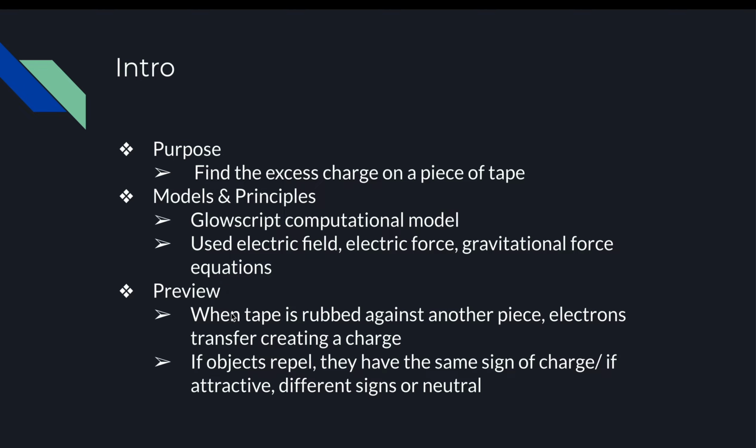So a brief preview. When the tape is rubbed against another piece, electrons transfer, creating a charge. If the objects repel, they have the same sign of charge. If they attract, they have different signs, or they're neutral.